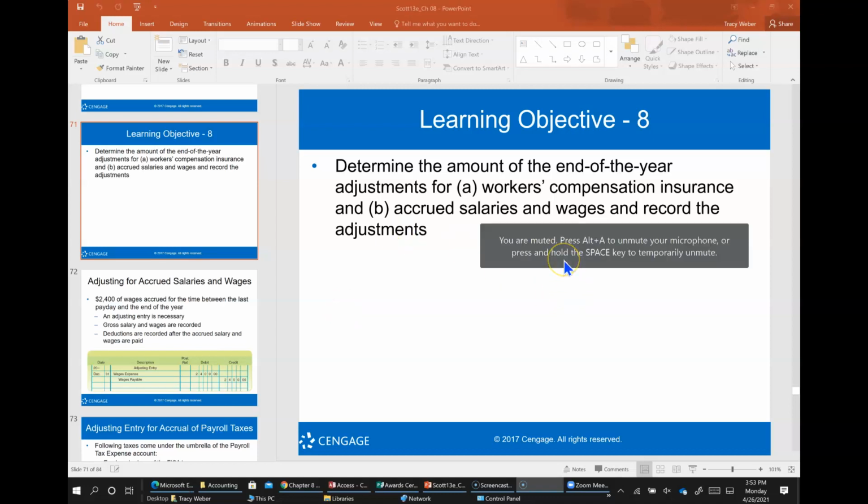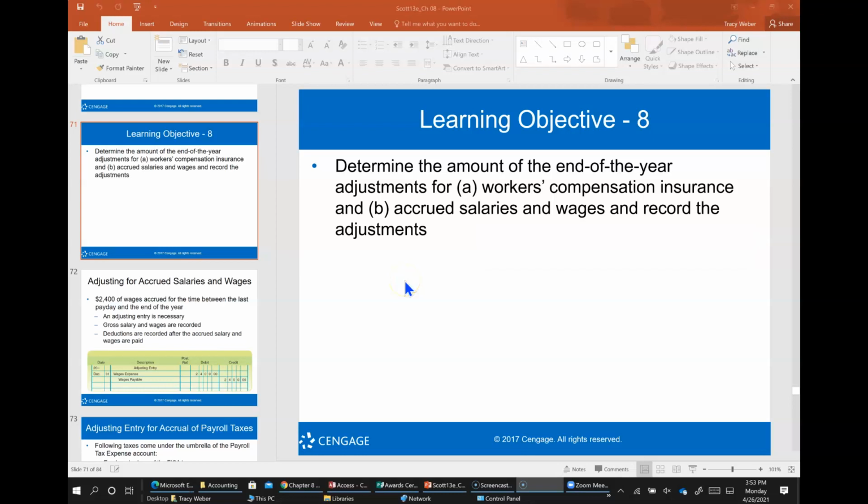Learning Objective 8: determine the amount of the end of the year adjustments for workers' compensation insurance and accrued salaries and wages and record the adjustments. So I'm at the bottom of page 340. At the end of the year, the accountant calculated the exact premium as follows.